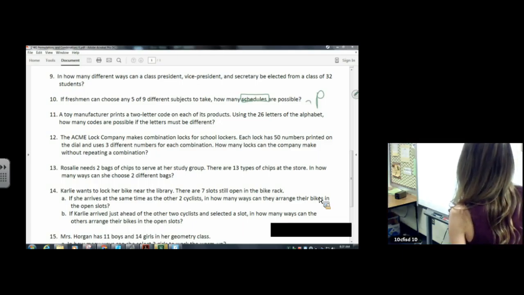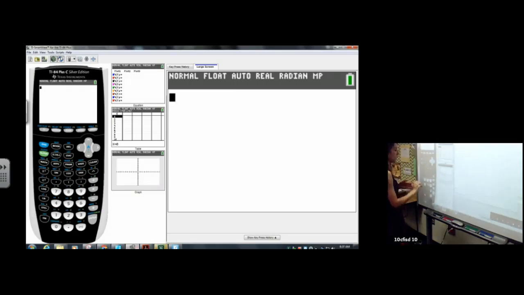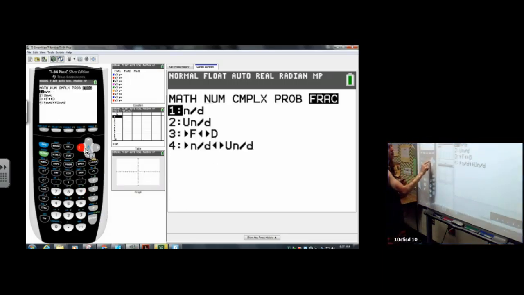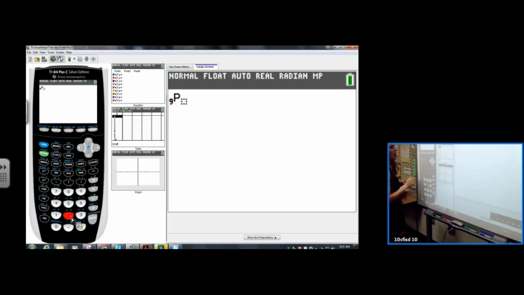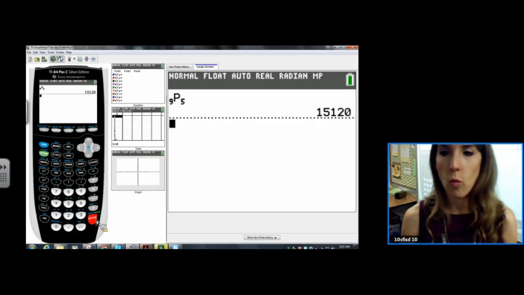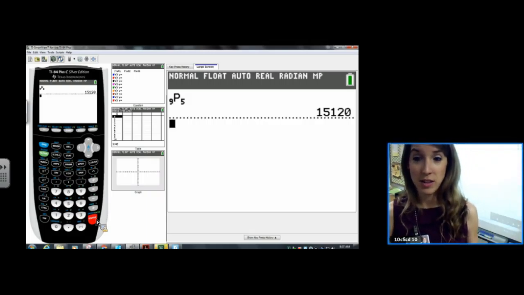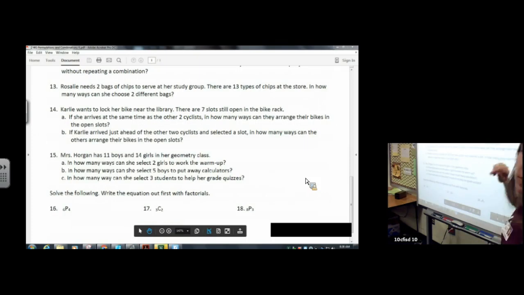There's 9 choices, and we are choosing 5. So we go to our calculator. We type 9 first. We go to the probability menu. We choose number 2, so that it's a permutation. And then we know we're choosing 5 courses. So 9, choose 5, permutation. Wow, that's a lot of different schedules possible. I am glad I am not the counselor that has to deal with all those possibilities.